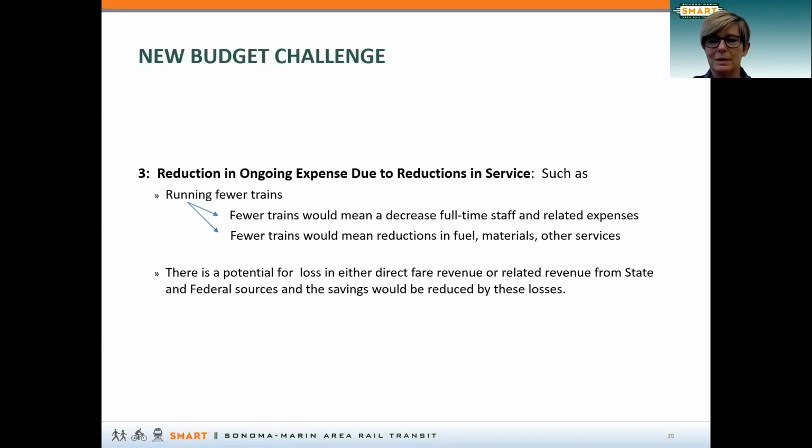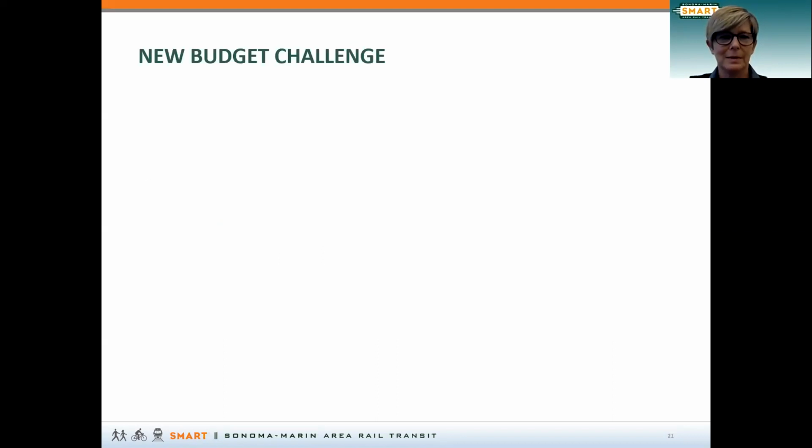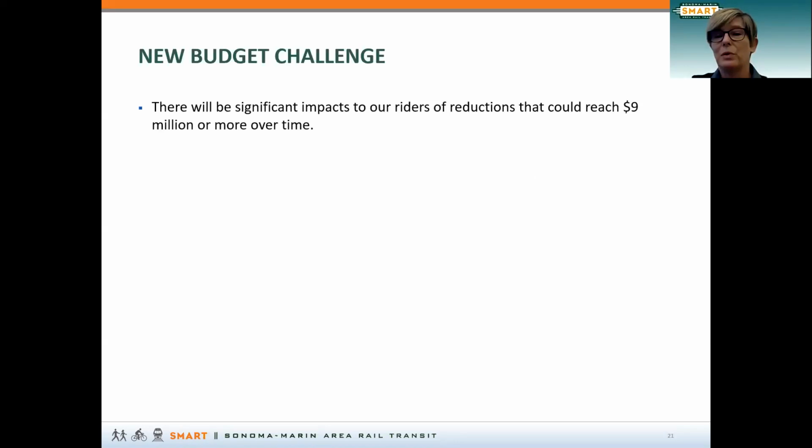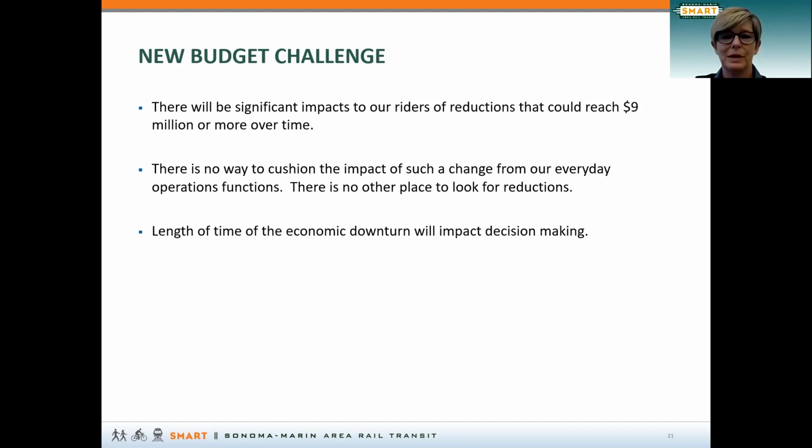So it's a balancing act and a difficult thing to figure out how that would be impacted, but we're working on that as well. It also could impact our ability to apply for grants because the more service we run, the more attractive we are to granting agencies. So there will be impacts to our riders as we work through this, because $9 million is a humongous reduction in costs for us to absorb. There's really no way to cushion the impact of it. There's really no other place to look for reductions. Running trains is what we do.